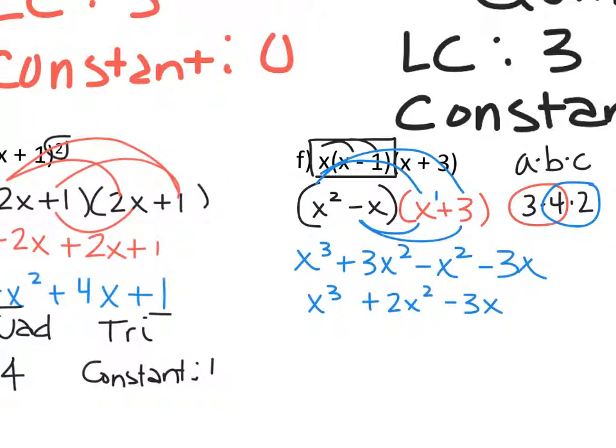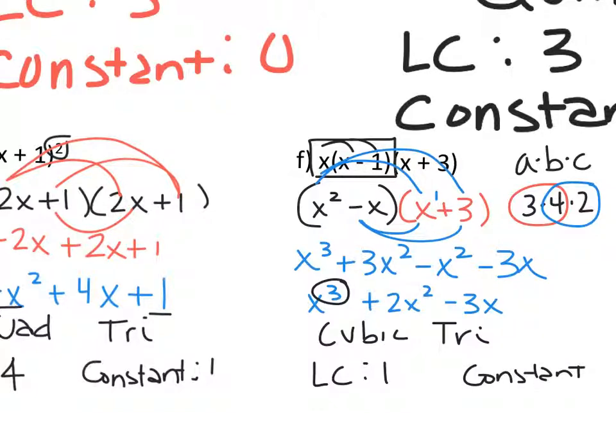And then this is called a cubic because it's degree 3. And then it has 3 terms, so it's a trinomial. The leading coefficient is 1. And then the constant, there's not a number that doesn't have an x, so the constant is just 0.